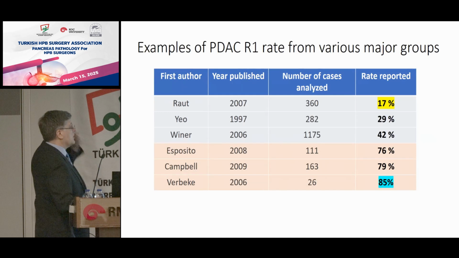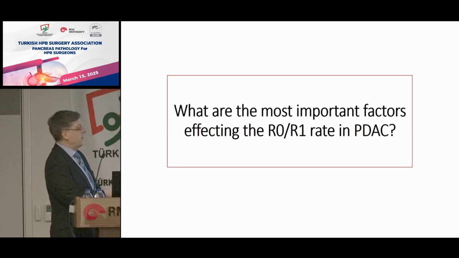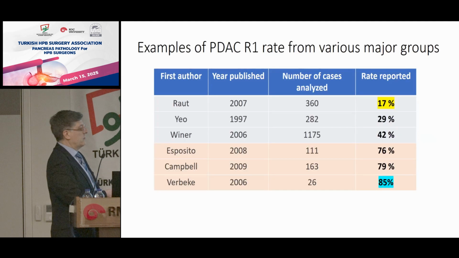And this brings us to the R0, R1, R0 rate. Look at this, please. So this group was fantastic, huh? 17%. This group is terrible, 85% margin positivity, right? What are the factors that lead to R0, R1 rate? So at the same time, look at this.